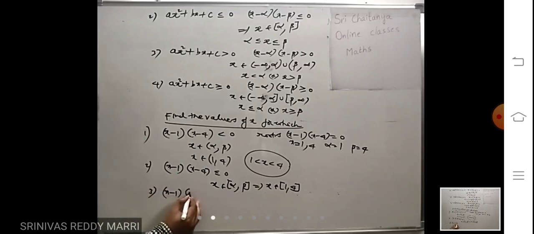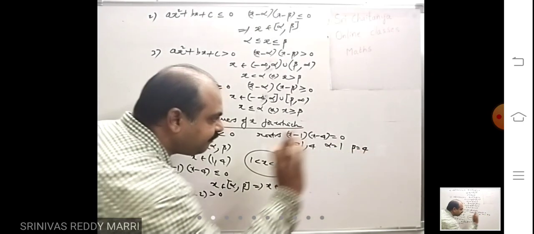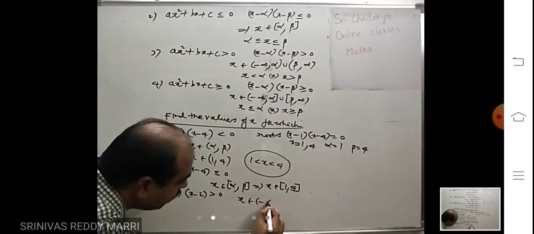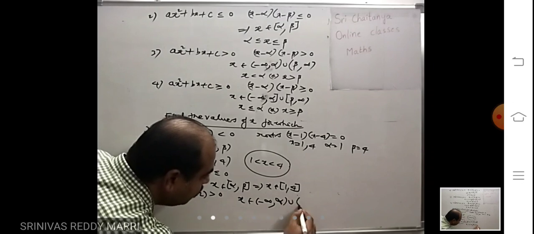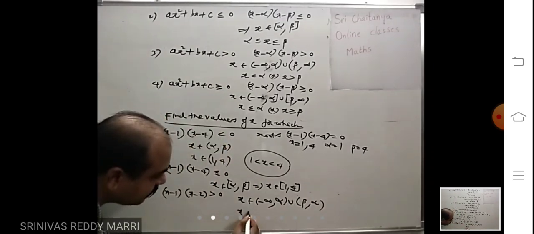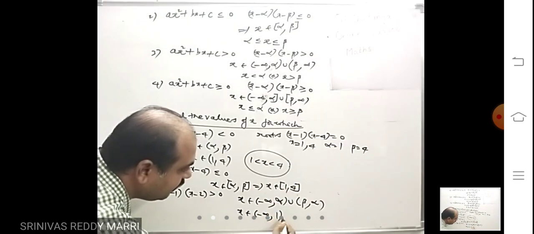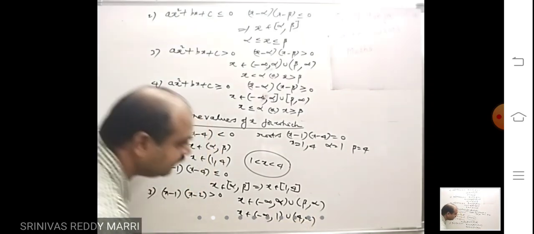(x minus 1) into (x minus 4) greater than 0. Same roots, alpha equal to 1, beta equal to 4. What is the answer? Look at all of you. Minus infinity comma alpha, union beta comma infinity. That is, minus infinity comma 1, union 4 comma infinity.